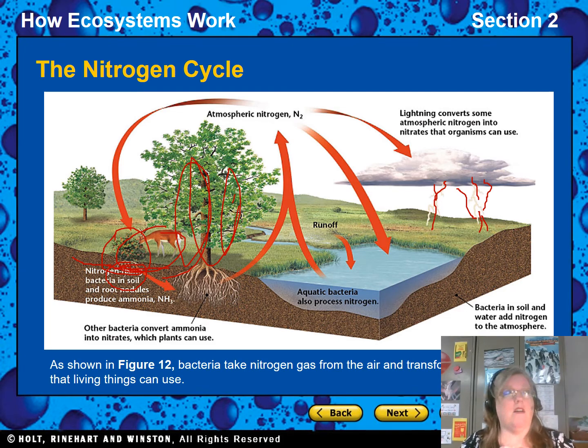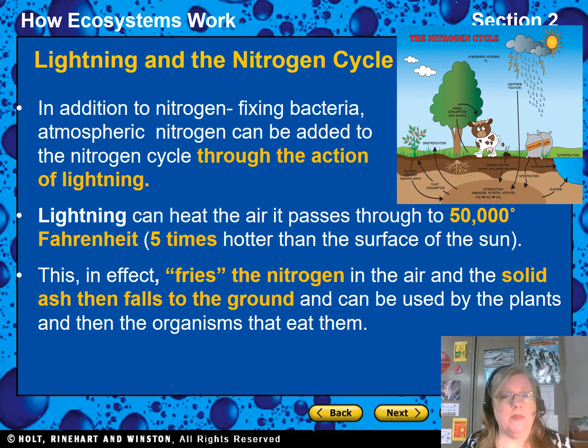Lightning strikes are 5 times the heat of the sun. When lightning strikes, it fries the air. And then all that atmospheric nitrogen, it just got fried. The ash of the nitrogen goes down into the soil. Let me show you. It's in our notes. Here's the notes. Lightning and the nitrogen cycle. In addition to the nitrogen-fixing bacteria, atmospheric nitrogen can be added to the cycle through the action of lightning.